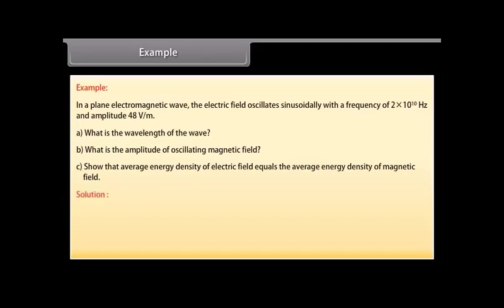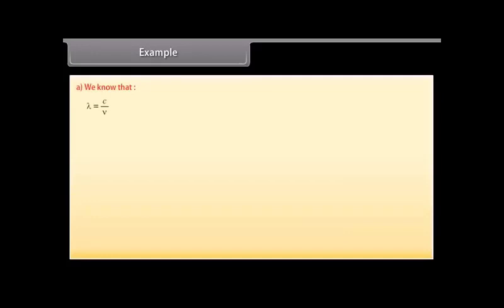Let's see the solution. Given values are ν equal to 2 × 10^10 Hz, E0 equals 48 volt per meter. We know that λ is equal to c upon ν. By putting and calculating the values, we get the wavelength of the wave, which is equal to 1.5 × 10^-2 meter. We know that B0 is equal to E0 upon c. By putting and calculating the values, we get the amplitude of the magnetic field, which is equal to 1.6 × 10^-7 Tesla.